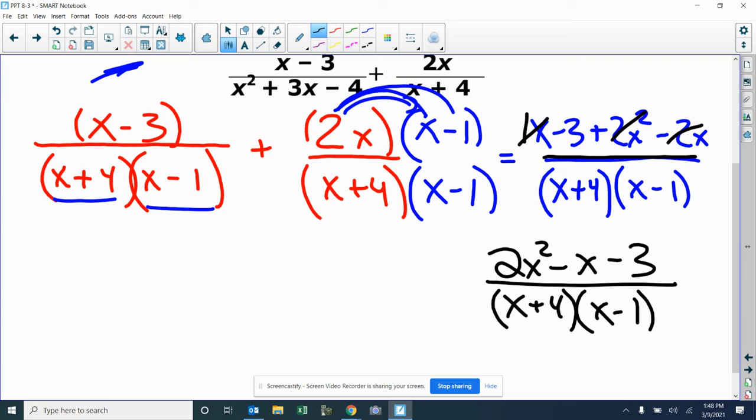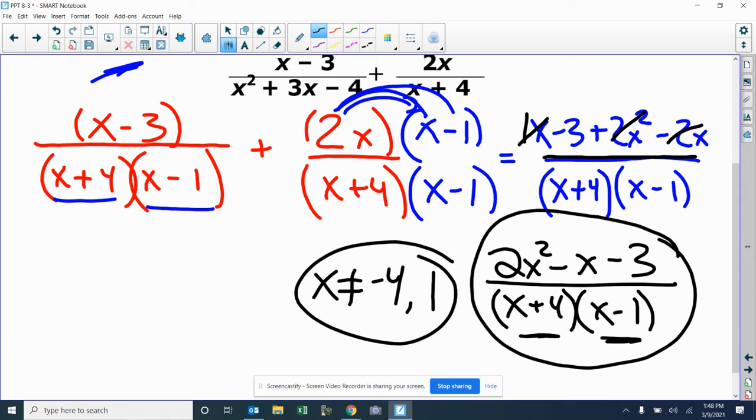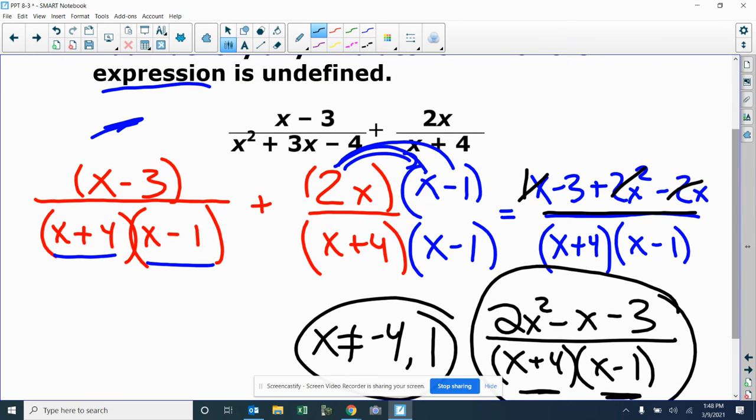And then our last step, of course, is going to be to figure out where it's undefined. Hence, that's why I didn't FOIL this out to start with. So we're really, x cannot be what? Well, in this case right here, it can't be negative 4. And in this case right here, it can't be positive 1. So there you go. You have added those together. Remember, whatever we were missing in the denominator, we just multiply both top and bottom by that. And it's pretty straight up for you.